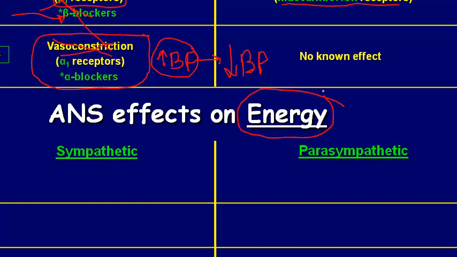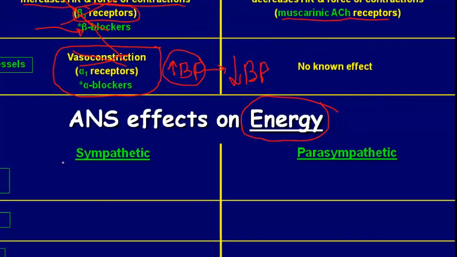Okay, now let's talk about energy. And remember, basic, sympathetic, we want to increase energy. Parasympathetic, we want to store energy. So that's the big thing to remember. If you can remember sympathetic responses, we need more energy, you should be able to answer the question why under all these. Parasympathetic, we want to store energy.